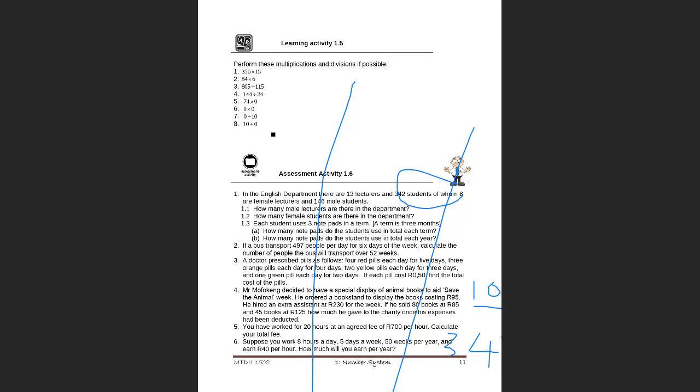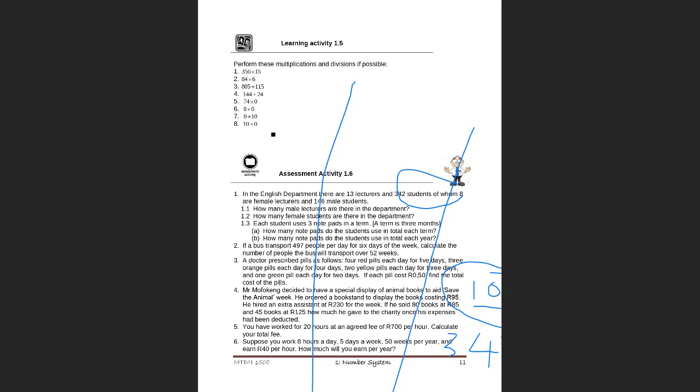The next one says this. How many notepads do students use in total each year? It's going to be 4,104. It will be because there are 4 quarters in a year. Have you seen that? And for each quarter they use 1026. It will be 1026 times 4. Then you get 4,000 something. I hope it's clear. Okay, good.